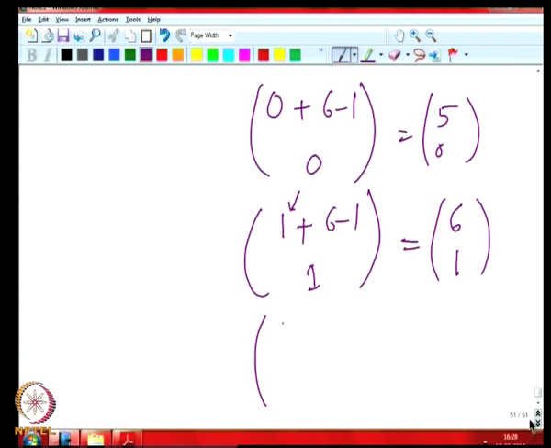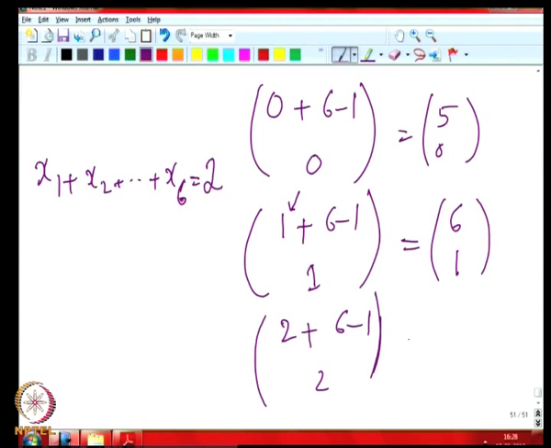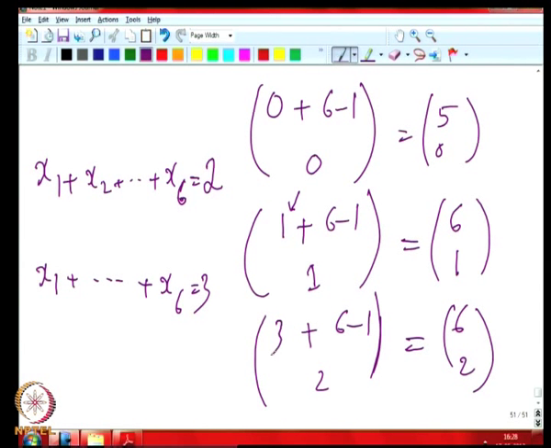Next, when x1 plus x2 plus, say, up to x6 add up to 2, that is one possibility. So, r equal to 2, so 6 minus 1 plus 2 choose 2, that is 7 choose 2. And then x1 plus up to x6 is equal to 3. So, this will become 3 here. Now it will become 8 choose 3, and so on. We can add up all these things together and get the answer.